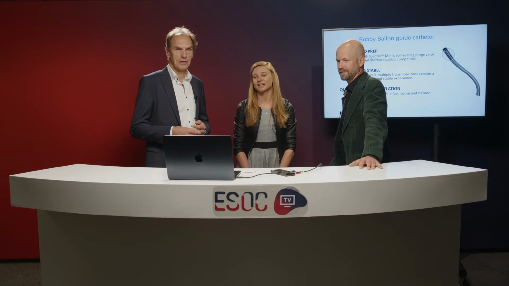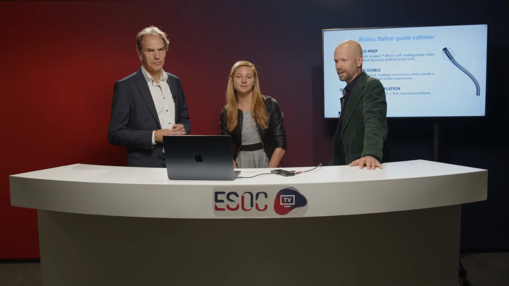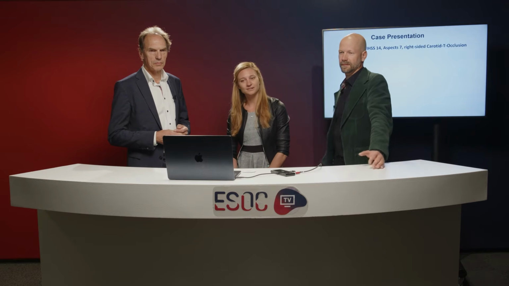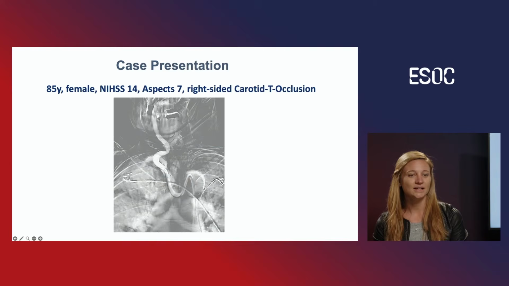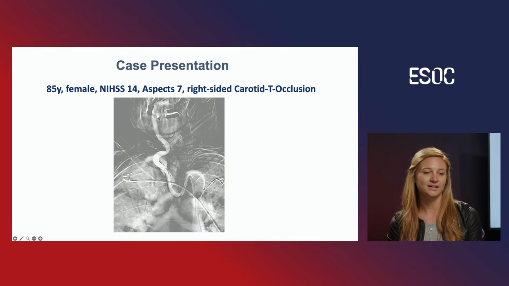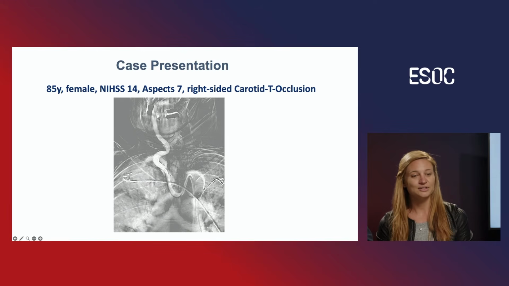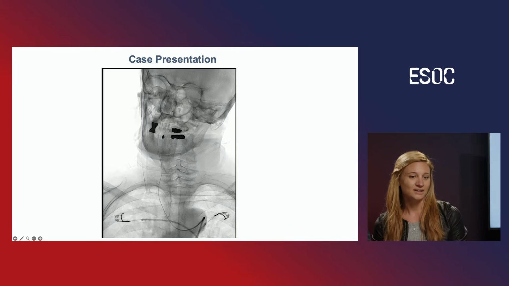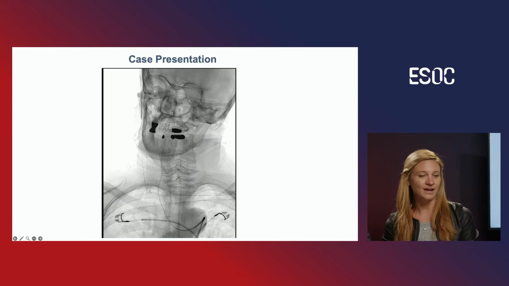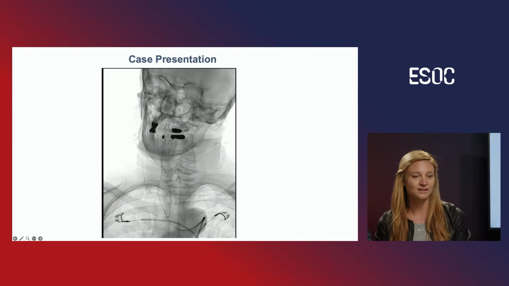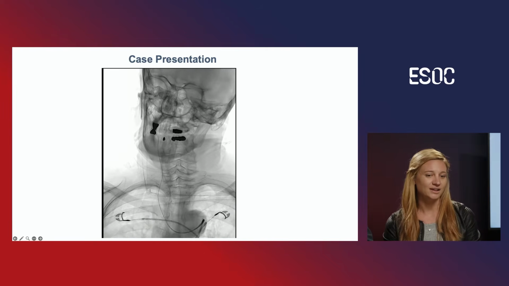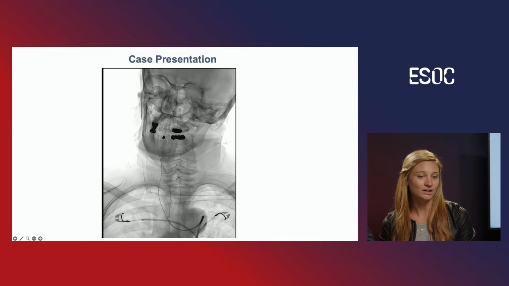So here I have a case. It's an 85-year-old woman who came with a right-sided carotid T occlusion. She was highly affected with a right hemispheric syndrome. Then you make the first run and see that the arterial access is very challenging, as you might know. So I want to show you how we managed that. We had a short sheath, we had the balloon guide catheter, the Bobby, in between, and then we had the diagnostic catheter. We used a SIM to get the wire up.